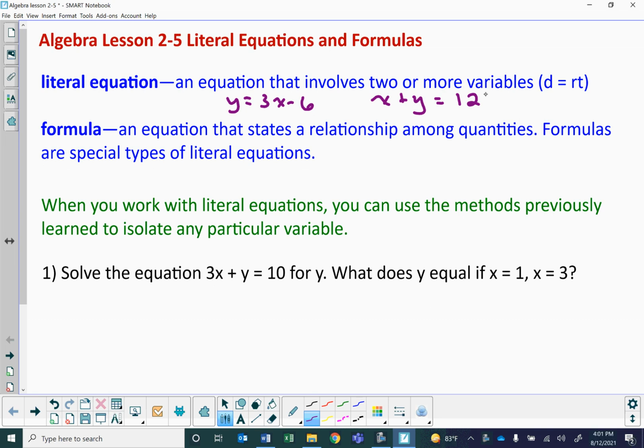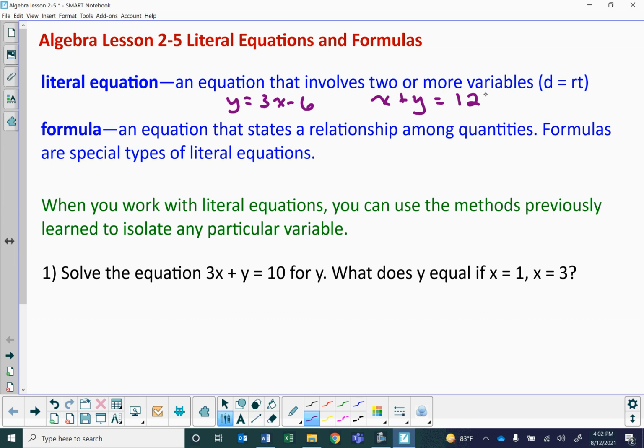A formula is an equation that states a relationship among quantities. Formulas are special types of literal equations. It's kind of like this. Poodles are dogs. A poodle is a special type of dog. Not all dogs are poodles, but all poodles are dogs. So not all literal equations are formulas, but every formula is a literal equation.